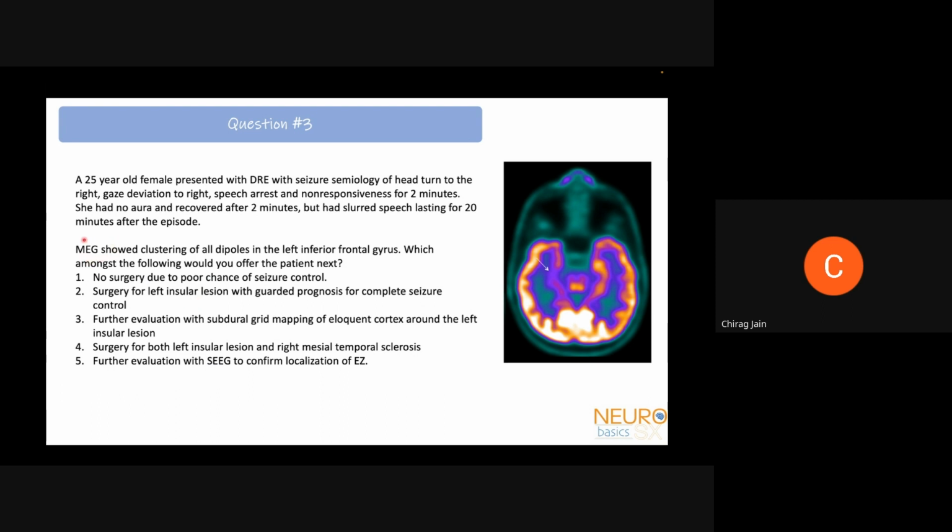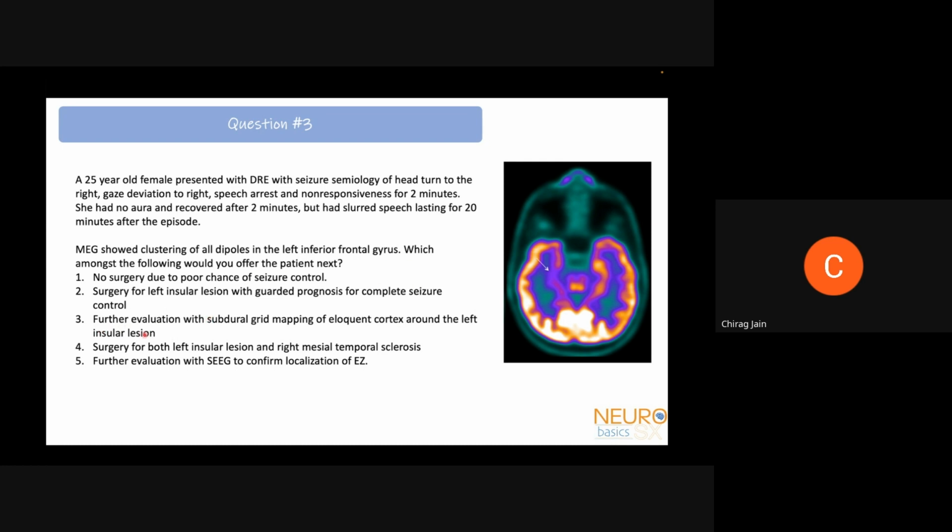But when MEG has clearly shown all the dipoles in the left inferior frontal gyrus, the patient is now considered a candidate for surgery for the left inferior frontal gyrus. But since it is the left inferior frontal gyrus, the patient is still not a safe candidate for surgery. So you have to identify the relationship of this lesion with the speech areas. So you still require subdural grid mapping of the local cortex, so you can figure out the relationship of this lesion to the speech areas. Okay, so in this case, the answer would be number 3.